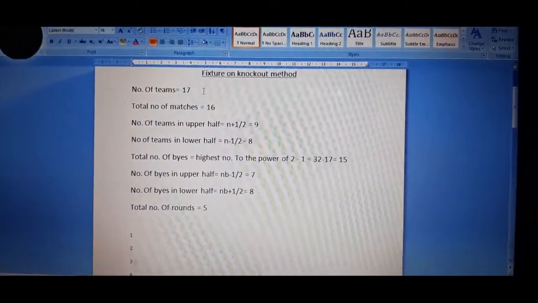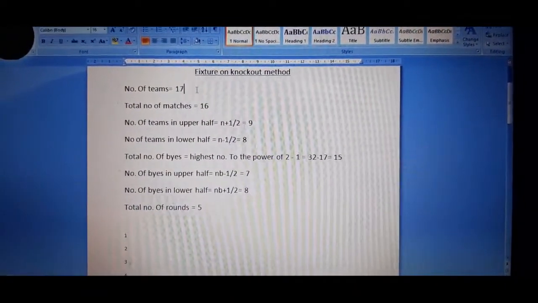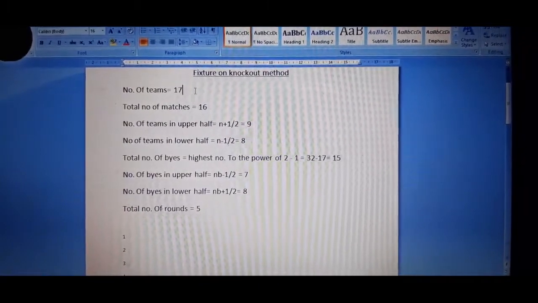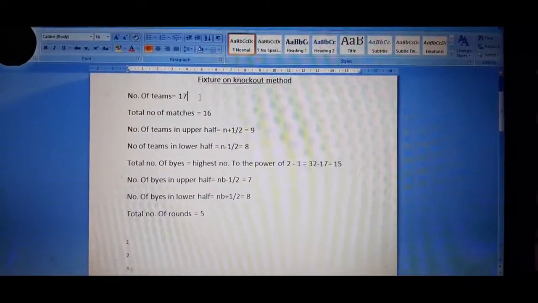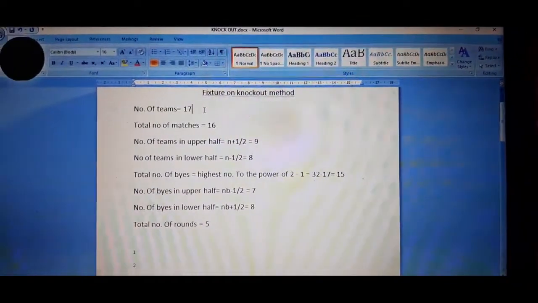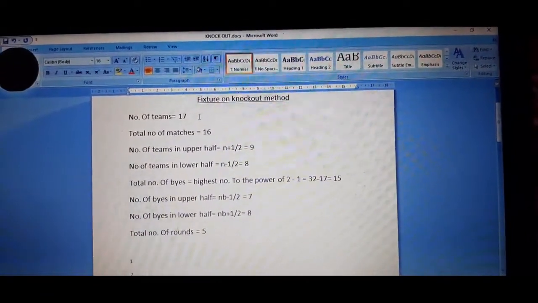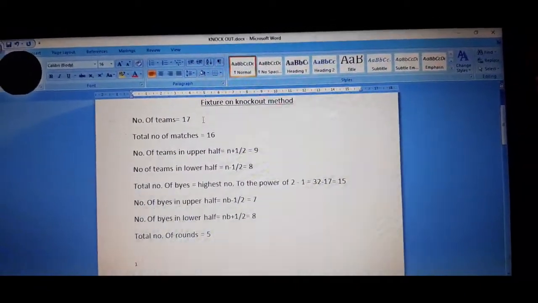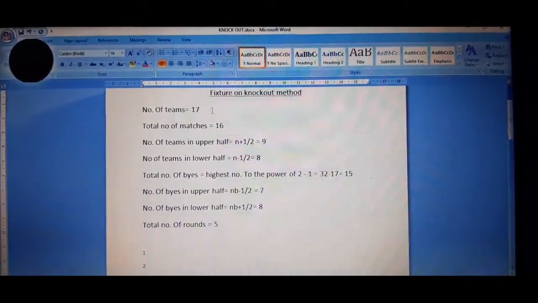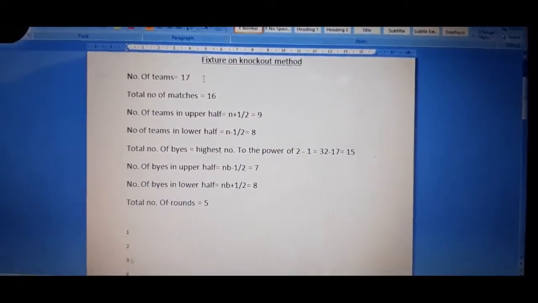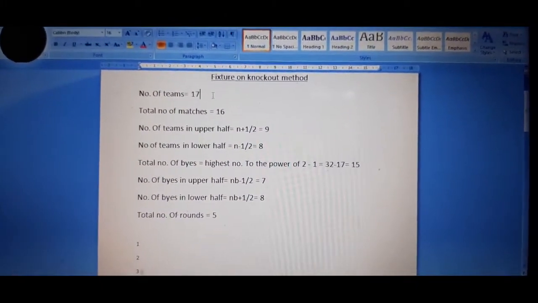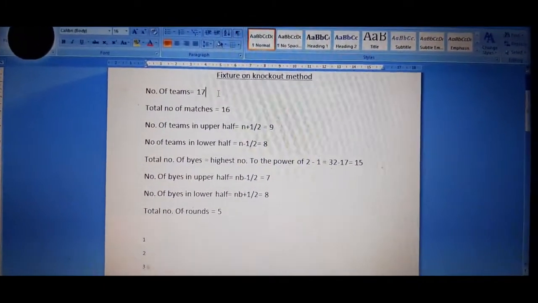Good morning, students. Today we are going to start with the practical class of how to make a fixture on knockout method. Okay, there are a total of 3 methods which you need to remember. The first one is knockout, then cyclic, and then staircase. Cyclic and staircase are for league matches, and this is the only one for the knockout match.